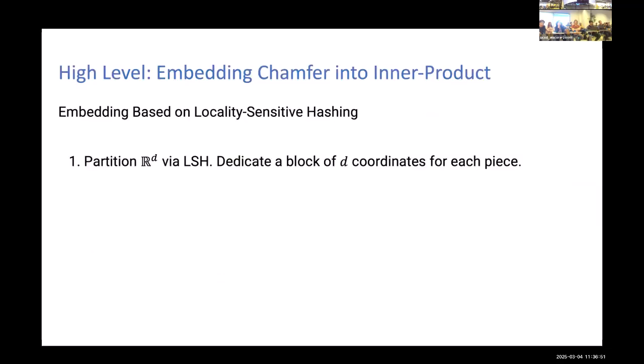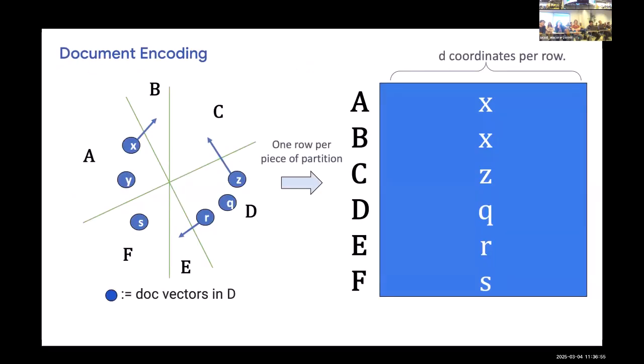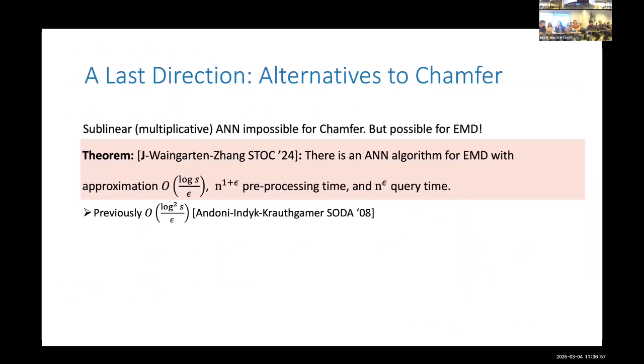So I'm going to skip over the construction here for time. I'm happy to talk about it offline. I just want to mention one last thing, and that's that, as we mentioned, with this whole chamfer thing, it's not clear that this is the right function to understand. It has some nice properties, but there are some downsides as well. In particular, we don't get good fast approximate algorithms for nearest neighbor search.